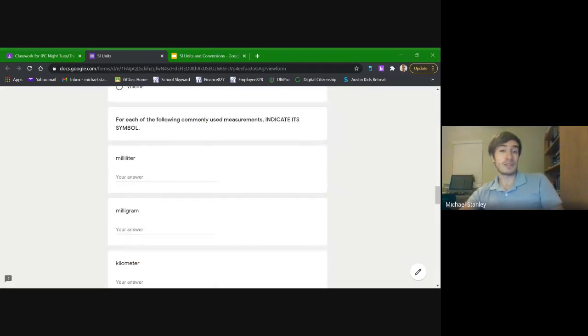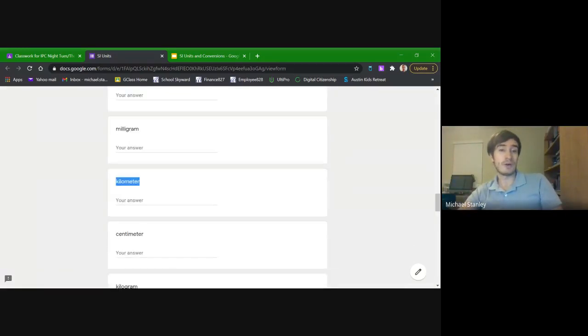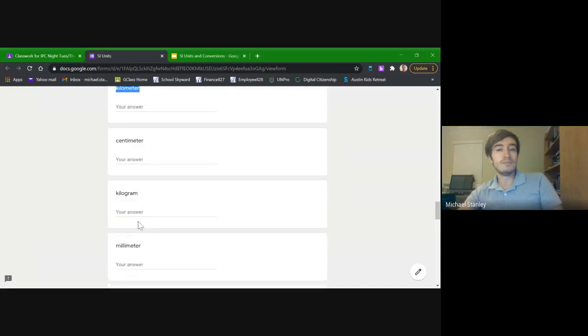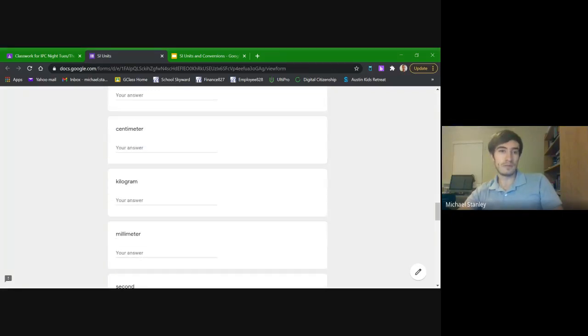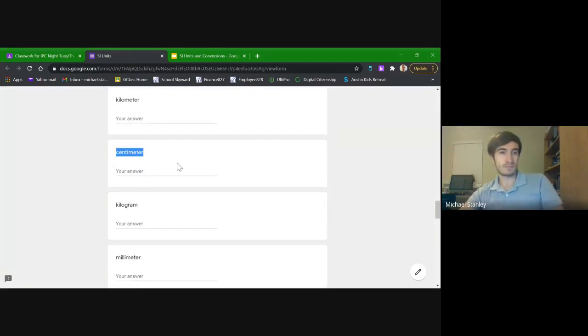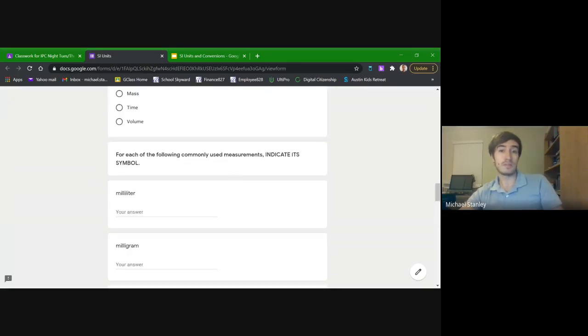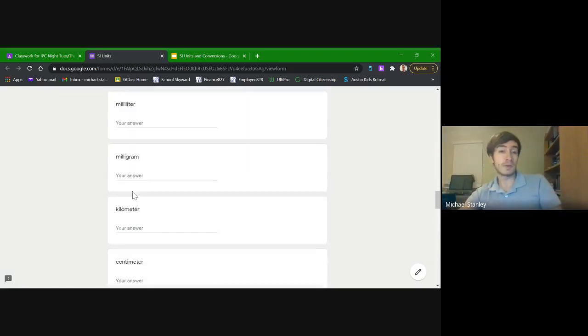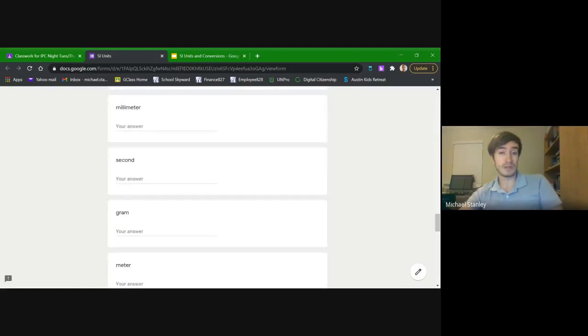The second part says, okay, now if I write out each one of these measurements, whether that be milliliter or kilometer or centimeter, what is the correct symbol? So is it G? Is it km? Is it ml? Which symbol represents this particular measurement?